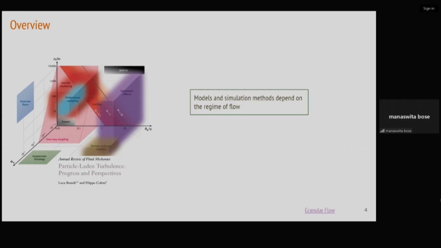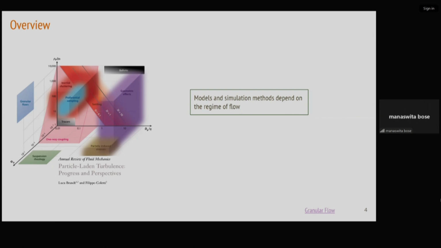The nature of the flow you have. You have granular flow here. Granular flow meaning it's the flow of the particles where you don't have to account for the effect of the interstitial fluid. You have suspension rheology, where the effect of the interstitial fluid is very important, and you have one-way coupling, where you don't have to worry about the particles affecting the fluid flow.